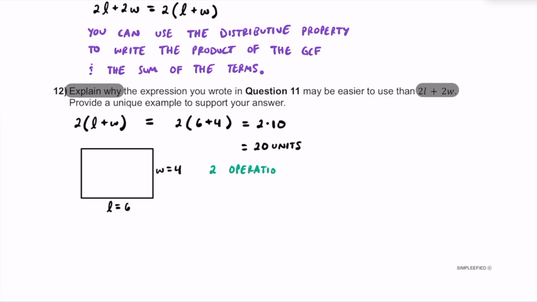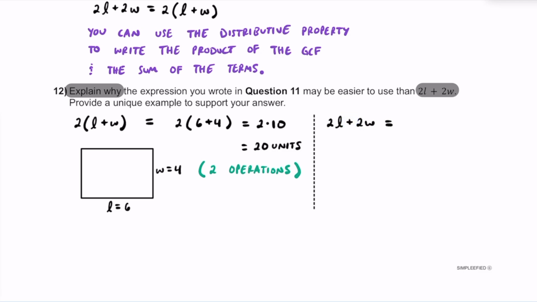Again, it's not that either one's wrong. It's just understanding maybe the pros and cons of using each one of these. So why might this be easier than using the original expression that people typically use? Well, our typical expression is 2L plus 2W. How many operations are in this expression? It's 2 multiplied by L, that's one operation, and 2 multiplied by W, that's a second operation. But then you have to add those two products together afterwards. So that's 3 operations.